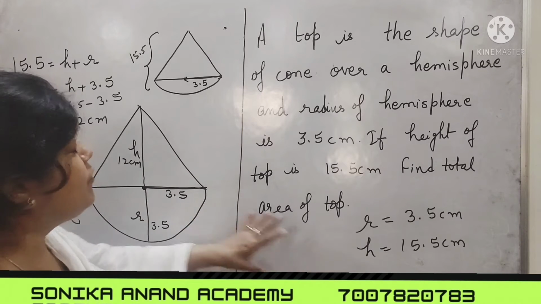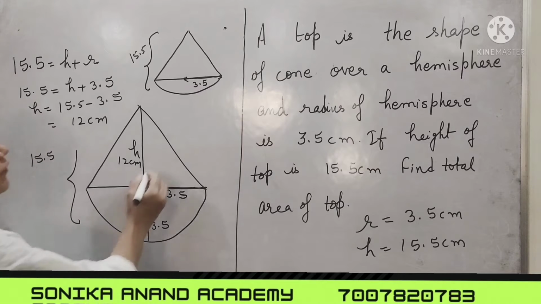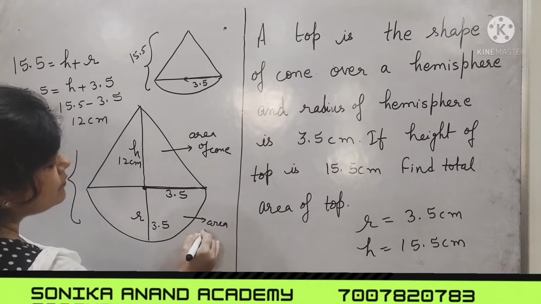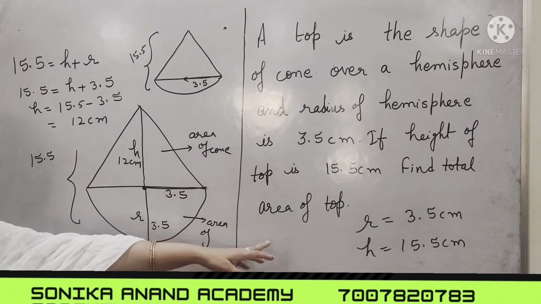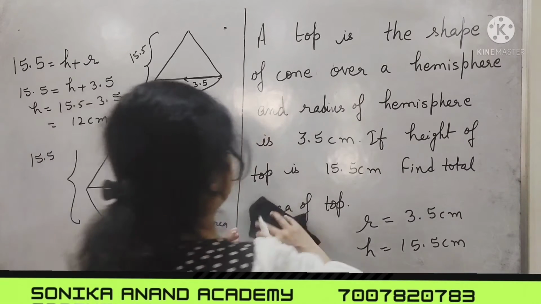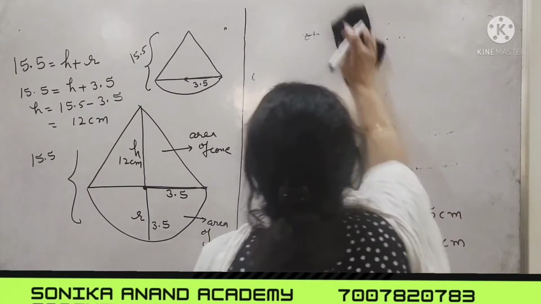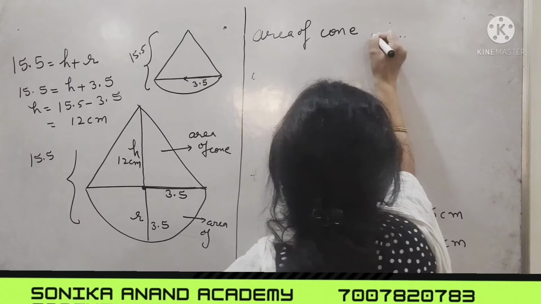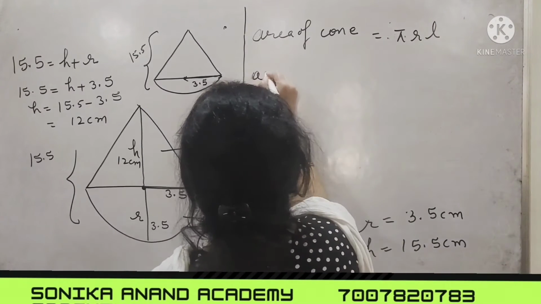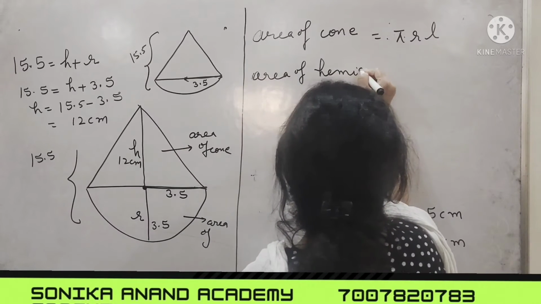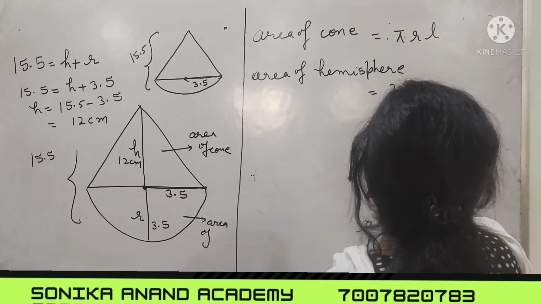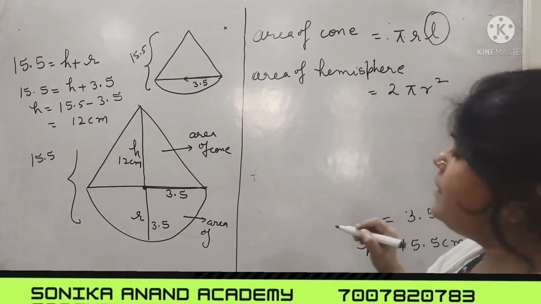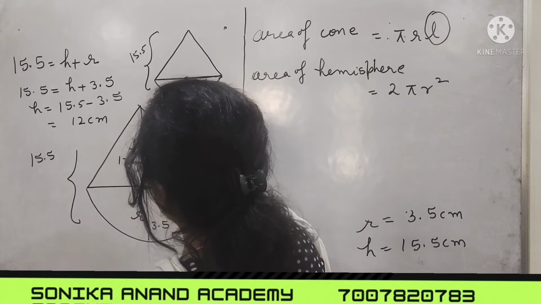Now, we have to find the area of the top. In order to find the area of the top, we have to find the area of cone plus area of hemisphere. Okay. And when we add up both of them, we get the total area of the top. Now, what was the formula? Area of cone is pi r l, and area of hemisphere is 2 pi r square. Now we have the data, but we don't know what is the value of L. L is this one, the slant height.